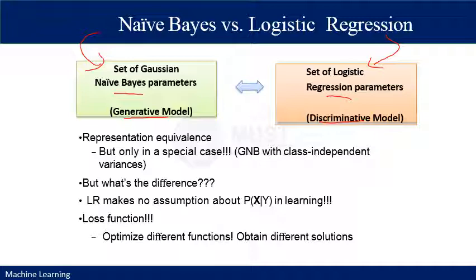However, we may have seen an assumption about naive Bayes that it works with the class independent variance. But what is the main difference between these two approaches? One of the main differences is that logistic regression makes no assumption about p of x given y in learning. That means no assumption about the likelihood of the parameters on the output target. And secondly, they use different loss functions to optimize different solutions.